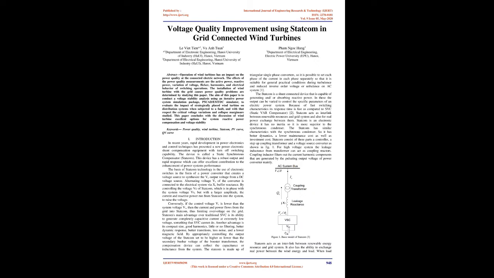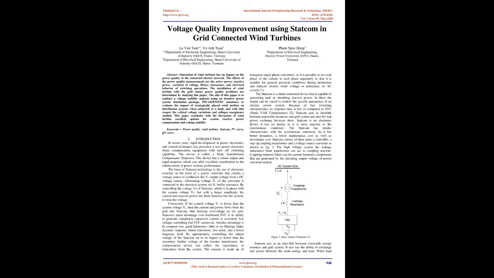Conversely, if the control voltage VC is lower than the system voltage Vs, then the current and power flow from the grid into Statcom, thus limiting overvoltage on the grid. Statcom's main advantage over traditional SVC is its ability to generate full capacitive current at extremely low voltage, something that SVC cannot do. Another advantage is its compact size, good harmonics, little or no filtering, better dynamic response, better transitions, less noise, and a lower magnetic field.